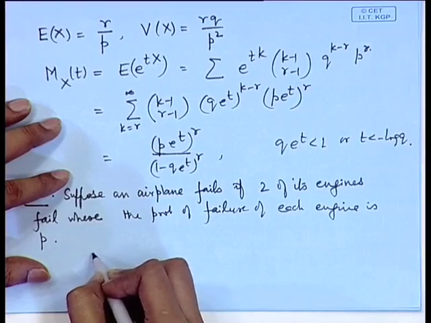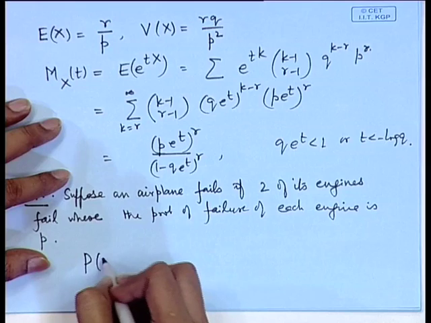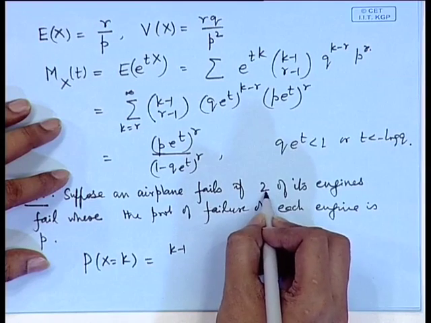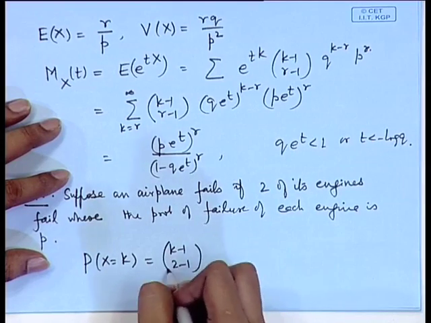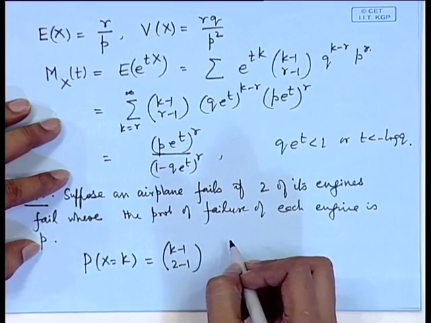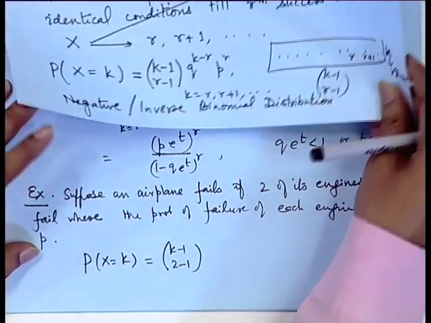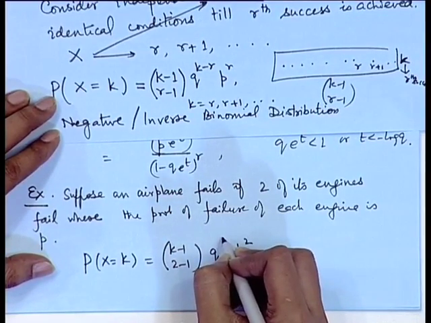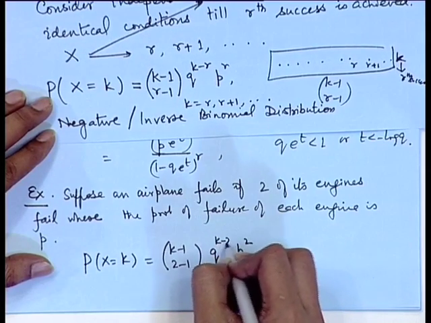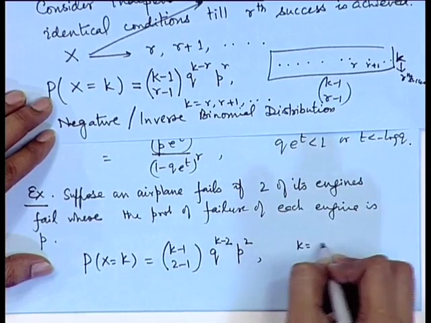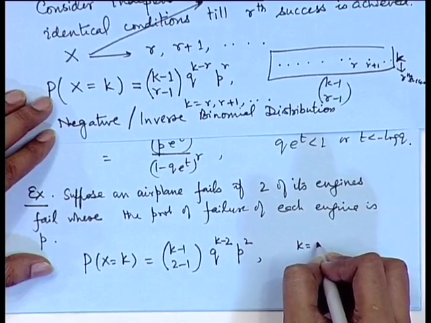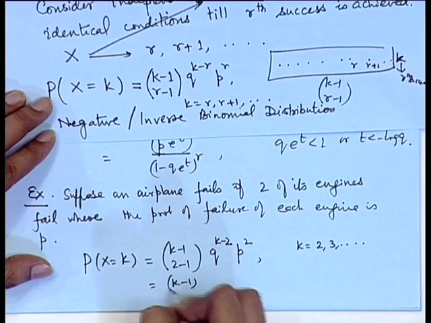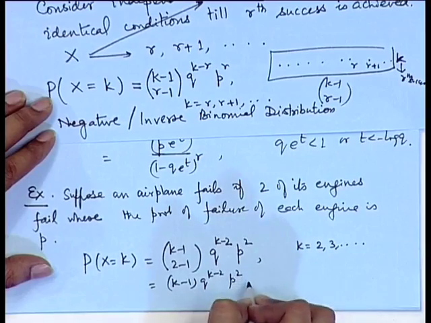So, if we consider probability of x equal to k here, then that will be equal to k minus 1 c r minus 1, that is 2 minus 1, and p is the probability of failure here. So, we need 2, so p square and q to the power k minus r, that is k minus 2, for k equal to 2, 3 and so on, that is equal to k minus 1 q to the power k minus 2 p square.